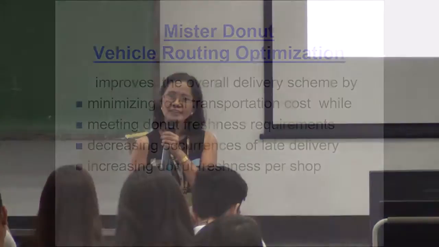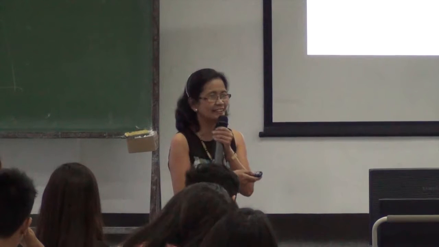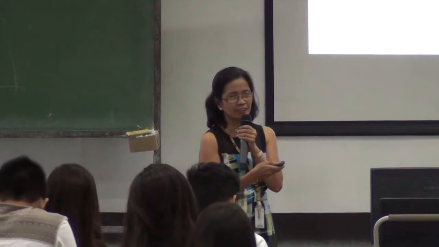So you must make sure that the delivery is not stuck in traffic, okay? Or it should take the shortest path, because that would also mean minimizing your transportation cost in the delivery. Okay? Minimize transportation cost, then you meet the donut freshness requirements, and you want to avoid late delivery. So these are the criteria. And then you want to increase the donut freshness per shop. Okay? So we also have problems like assigning agents or salesperson.